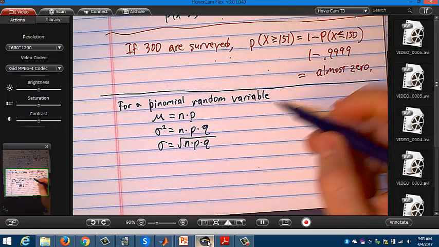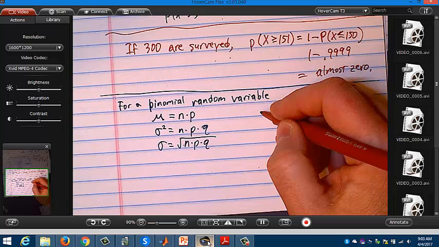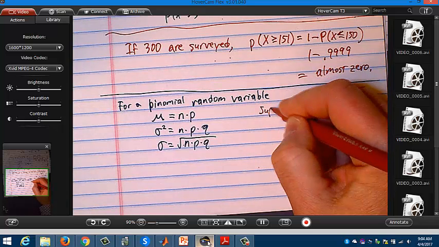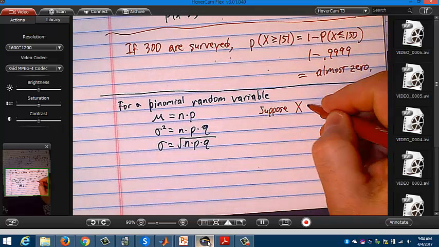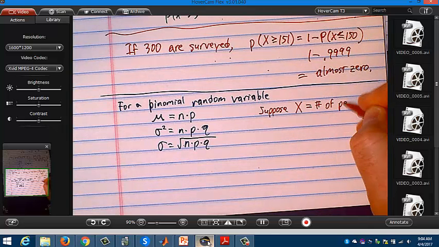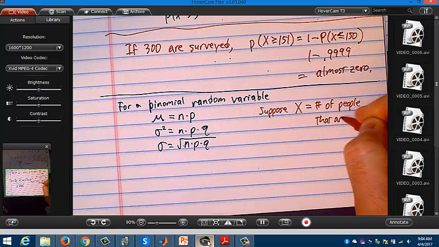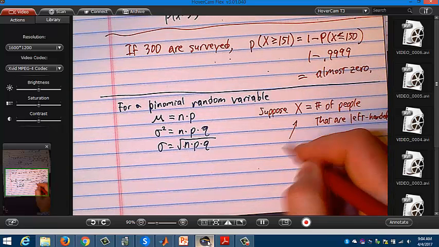But in our problem, they say left-handed. So suppose x counts the number of people that are left-handed. And what I'm saying here is x is binomial.